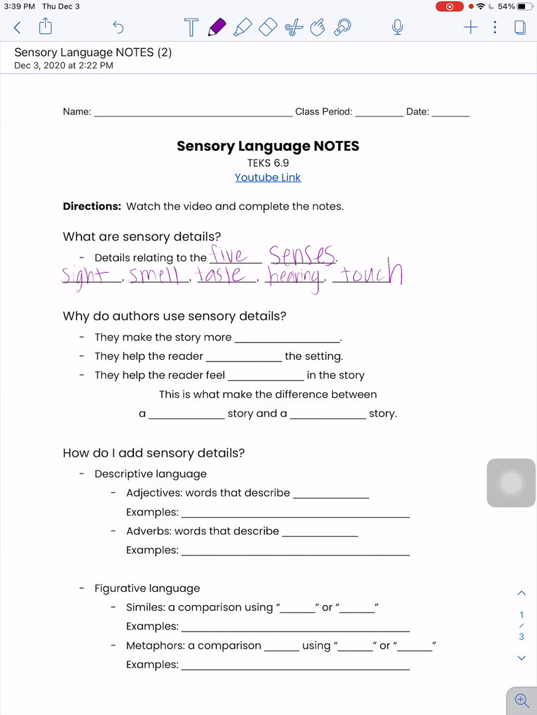So why do authors use sensory details in their writing? First, they make the story more interesting. They also help the reader to picture the setting. They help the reader feel engaged in the story. And sensory language is what makes the difference between a boring story and an exciting story.